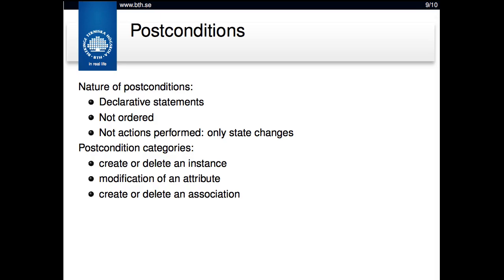Things that actually don't change the state, like displaying a spinning beach ball during the operation, don't change the state once it's finished, so you won't describe them in the post conditions. And as before, we can create or delete an instance of an object or a concept. We can modify an attribute, or we can create or delete an association between different instances. And those are the things that we use to build up the state changes and describe the state changes that we've had in a particular contract.